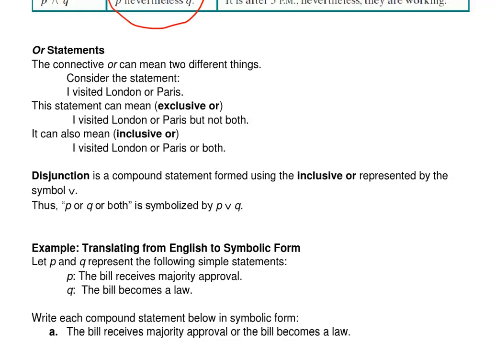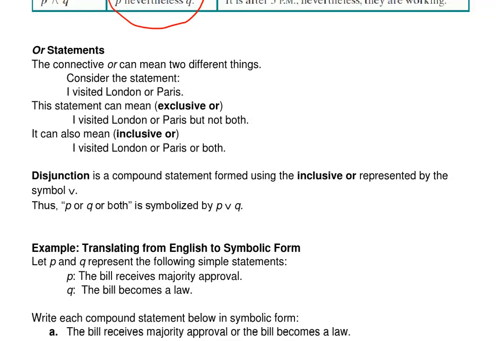Now, when your parent tells you that, you know what they mean is that you have to pick one or the other. Either you're going to get candy or you're going to get soda, but you cannot have both. That is an example of the exclusive or. Exclusive means just one or the other, right? So if somebody tells us, I visited London or Paris, we probably interpret it the same way.